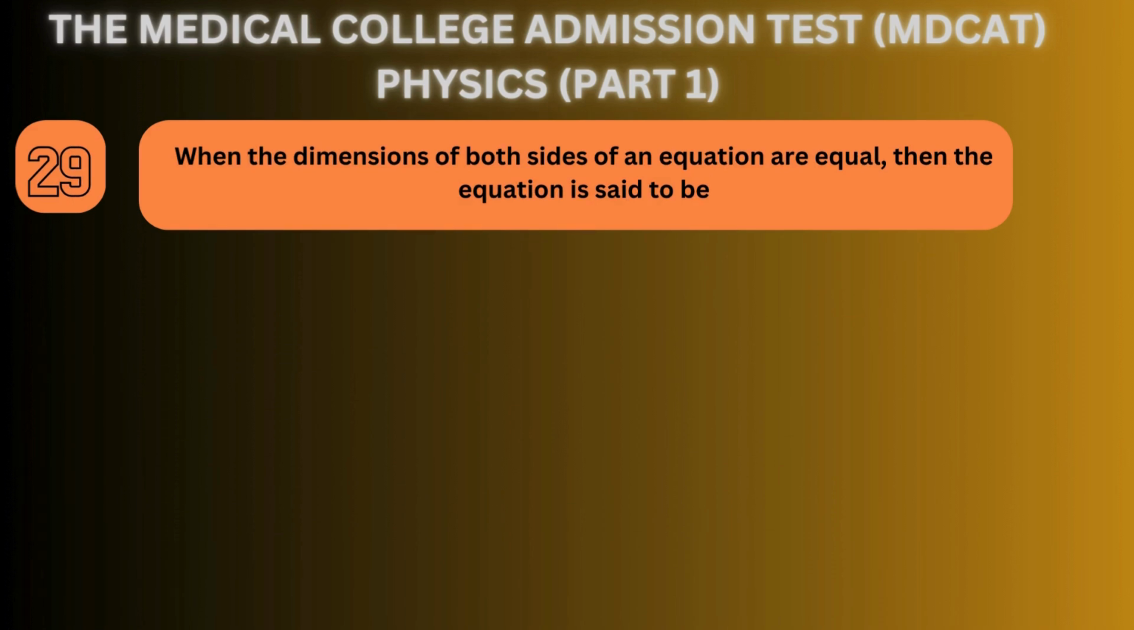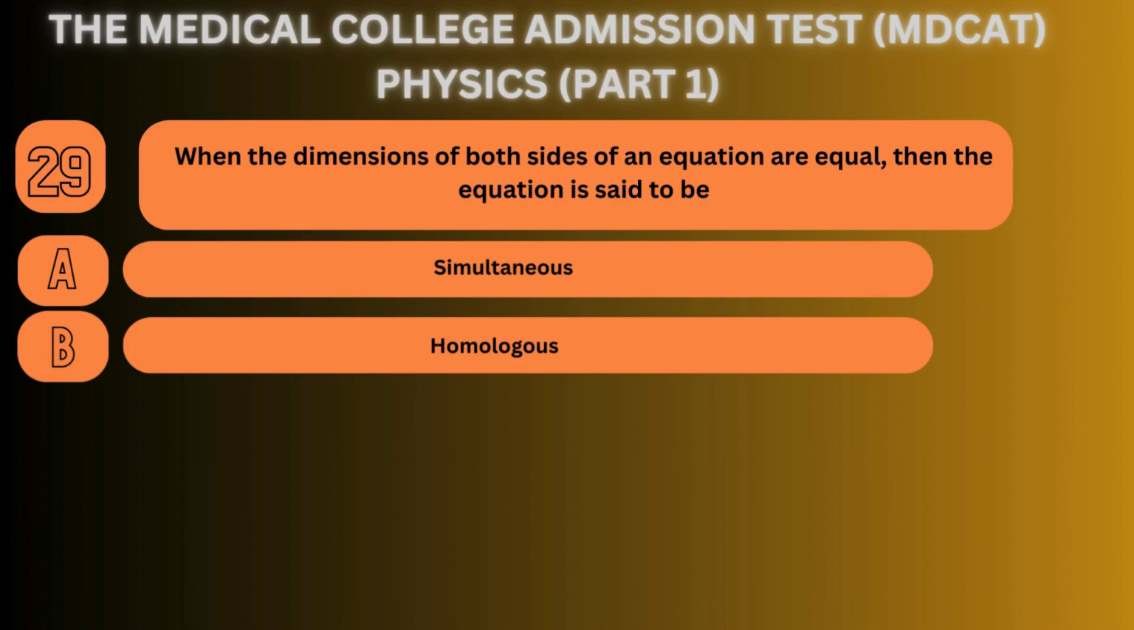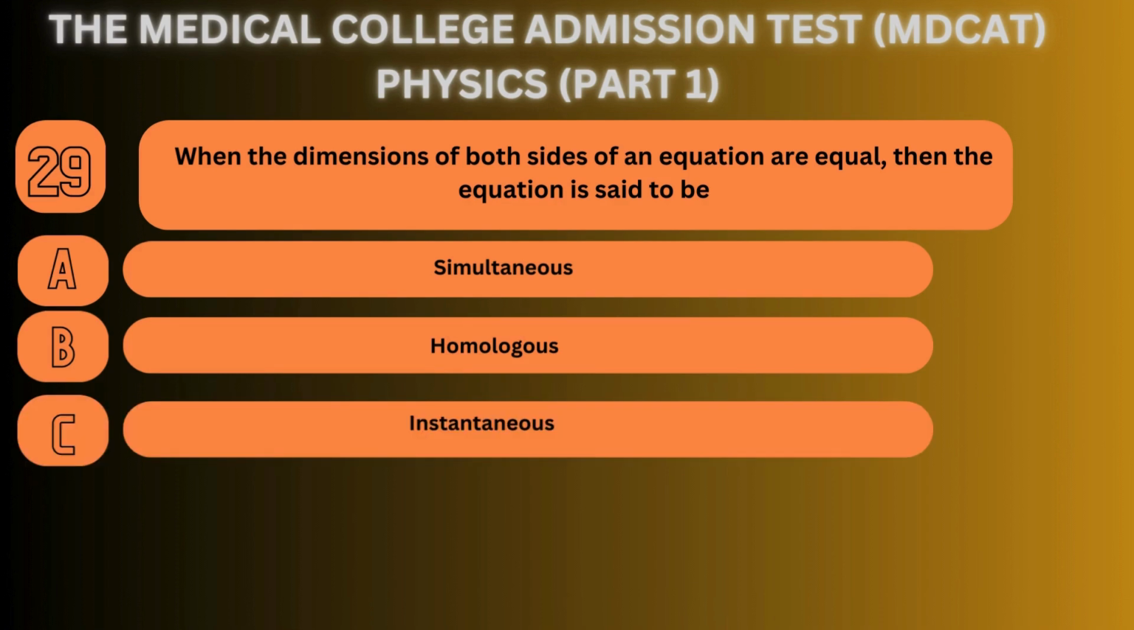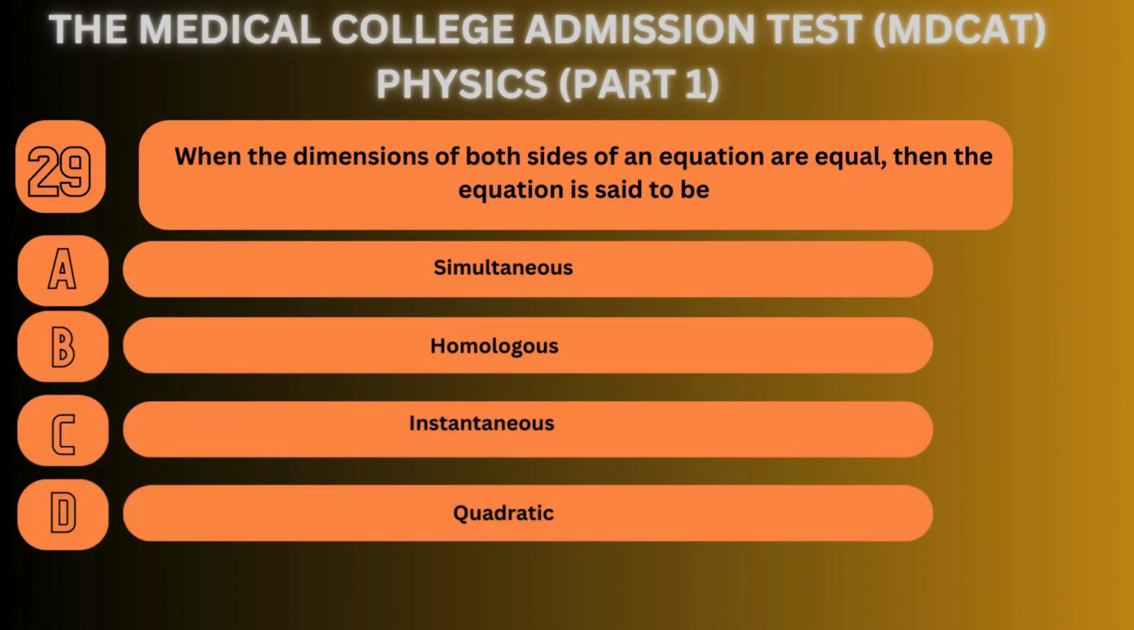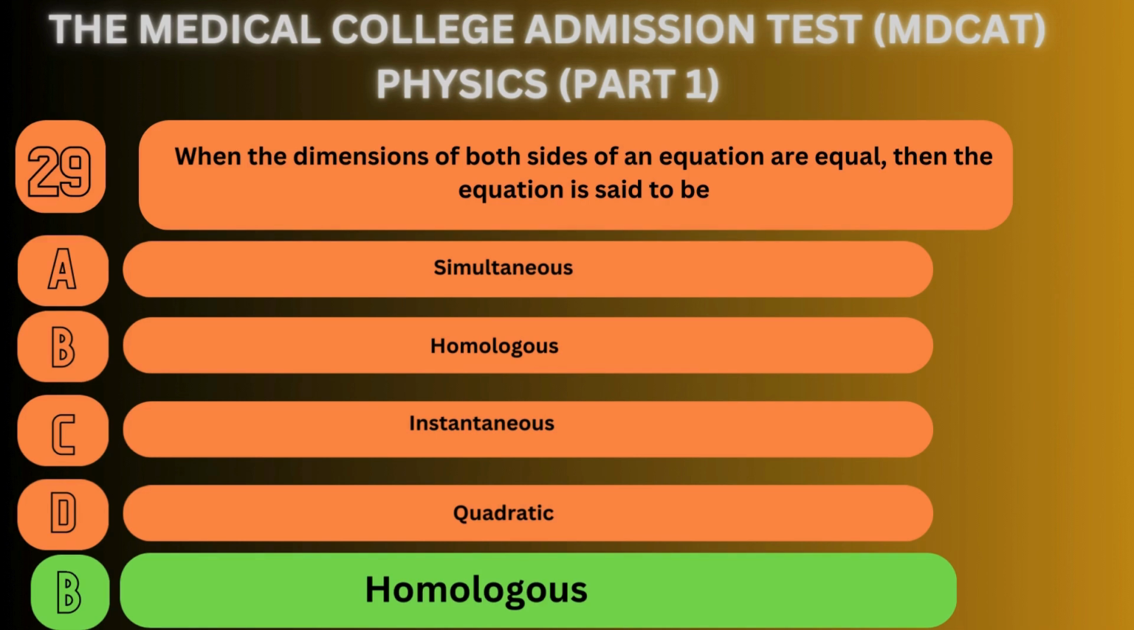Question number 29. When the dimensions of both sides of an equation are equal, then the equation is said to be, option A, simultaneous, option B, homologous, option C, instantaneous, option D, quadratic. 5, 4, 3, 2, 1. Correct answer is B, homologous.